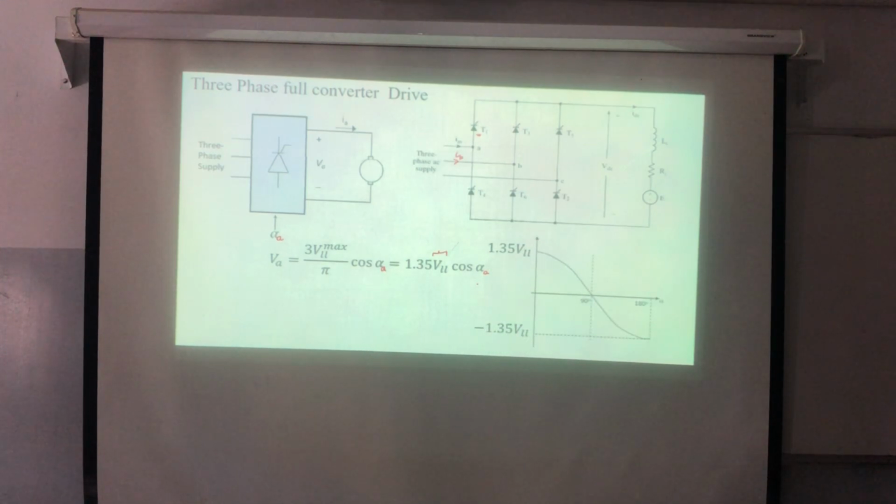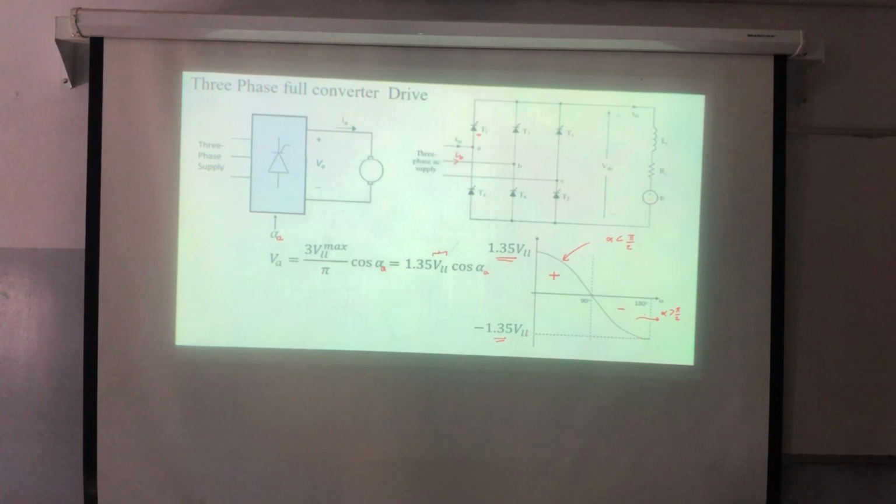And if I need to plot this one, it will have the same shape as the single phase, except that the voltages are amplified. The same thing here, I'm having positive and negative according to the alpha. So if alpha is less than pi over 2, I'm having a positive average. And if alpha is greater than pi over 2, I'm having a negative average. So it will support the machine in Q1 and Q4 mode of operation.